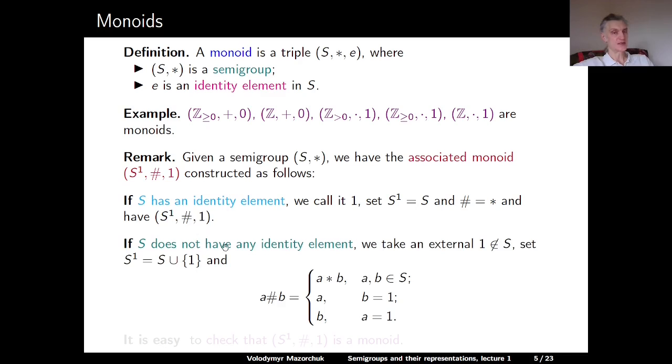If the original semigroup S does not have any identity element, then we take an external element 1 and add it to S, so we define S^1 as the union of S with this new element 1, and we define the new operation as follows. It coincides with the old operation for elements in S, and the new element 1 acts as the identity. So if we multiply anything with 1 on any side, we get the same thing back. It is easy to check that this new construct is indeed a monoid with identity, this new element 1. So each semigroup can be easily turned into a monoid by adding an external identity element.